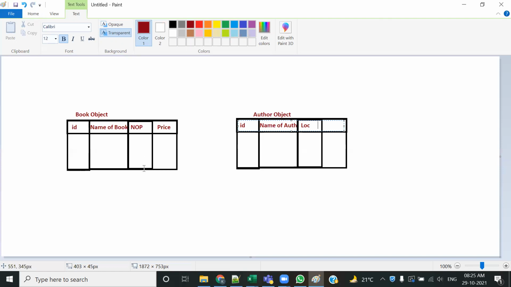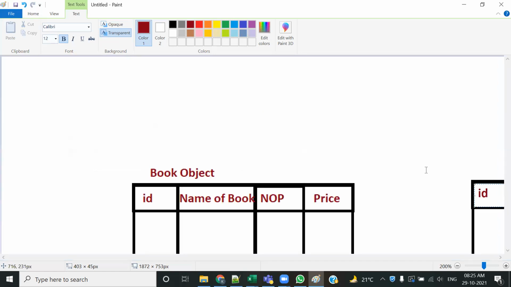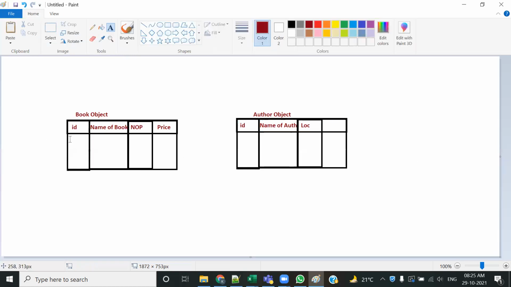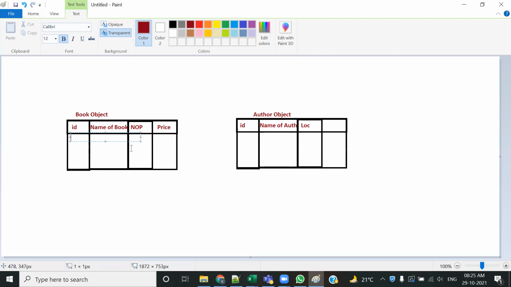Now see, I have two objects with us. One of them is book, the second is author. Let me create a few records inside these also so that we can understand this in a better way. So let's create a few records inside this object. Let me create the records: ID is probably 001 0001, no problem. Name of the book is Java Prog.